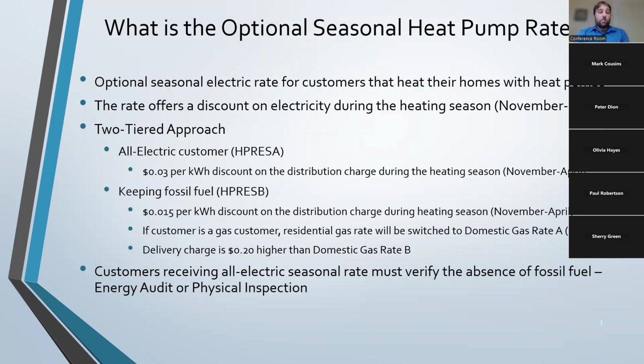The optional seasonal heat pump rate is a two-tiered rate, an optional seasonal rate during the heating season, November through April, that is a discount on the distribution charge for customers enrolled in this rate. One tier is the all-electric rate, HP Res A, which is a 3 cents per kilowatt hour discount on the distribution charge during the heating season. The other is if you keep fossil fuel, HP Res B, which would be half of the discount on the distribution charge during the heating season.